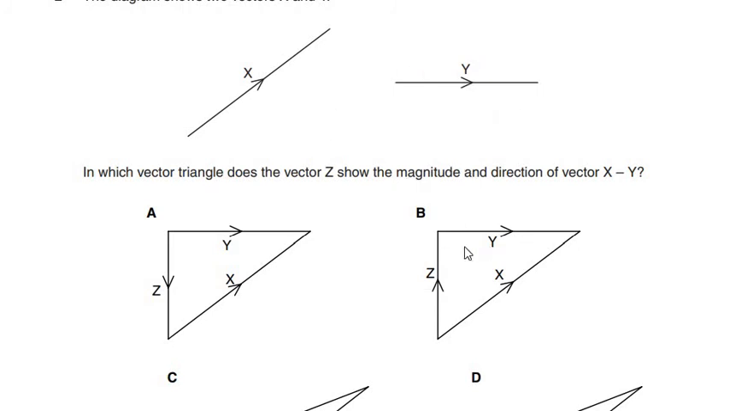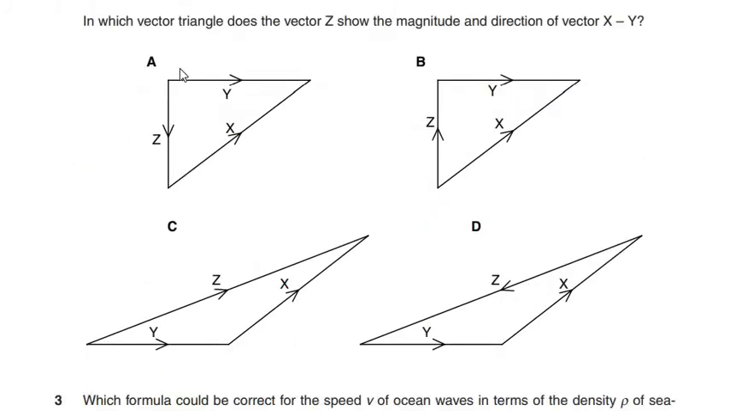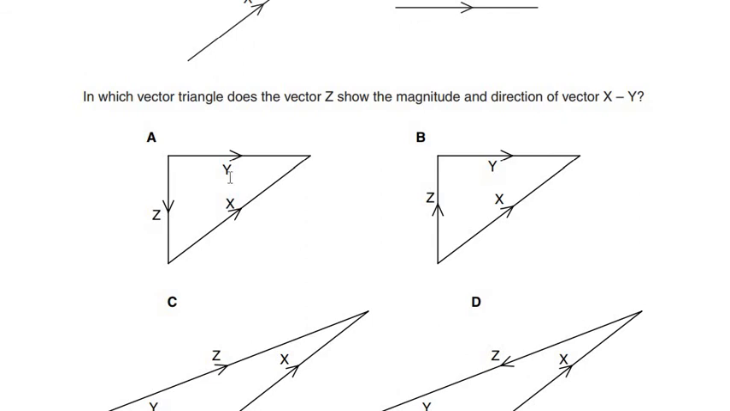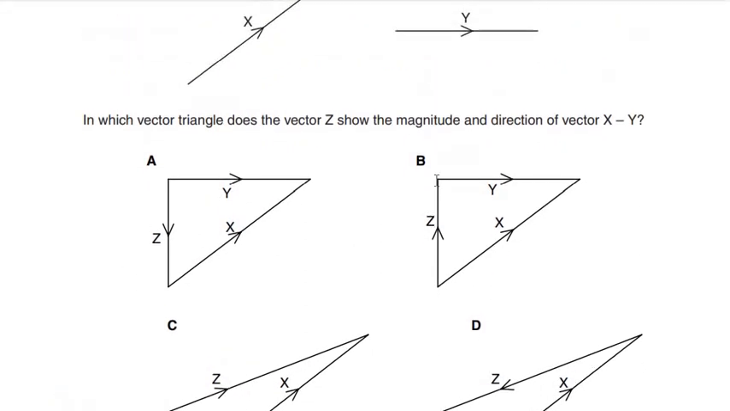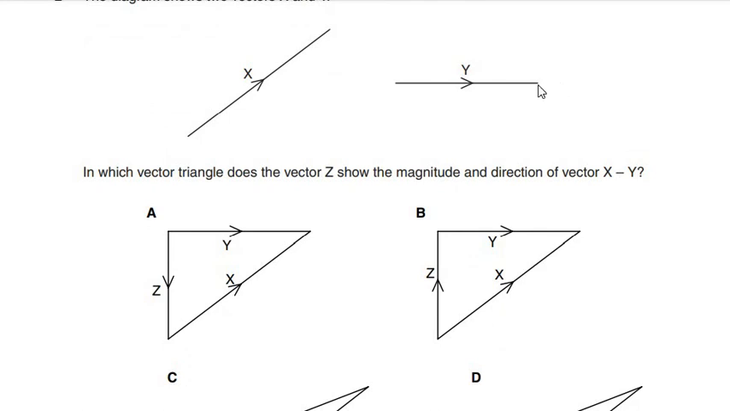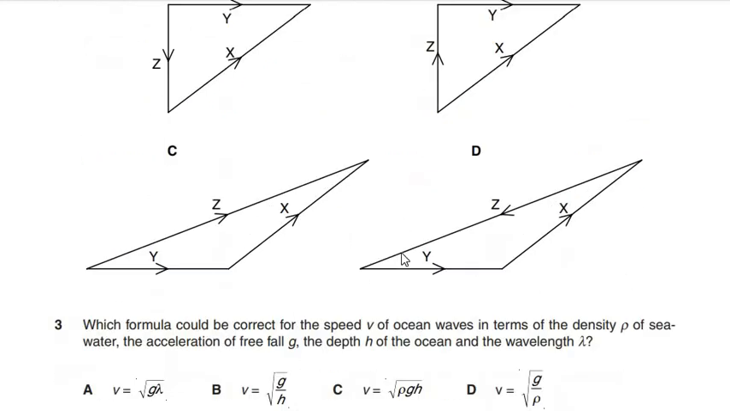All right, next question. Answer is B. All the others are impossible. This won't happen. That would be y minus x, and these are basically common mistakes that students do. They put one at the end of the other. But remember, this is a minus y, so you basically reverse this vector and then put it at the end of x. You get B as the answer.